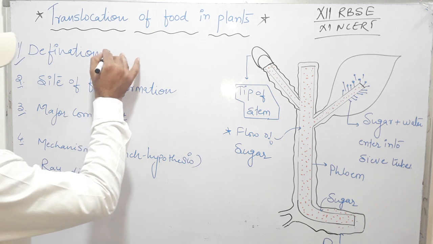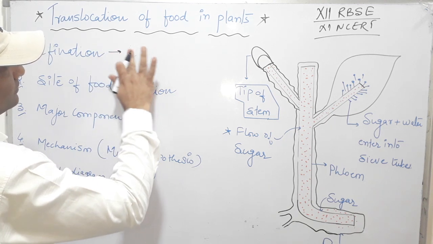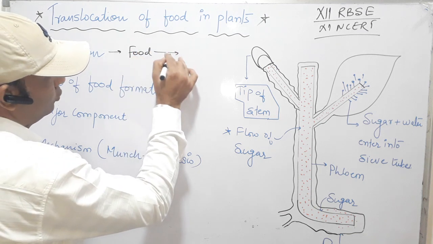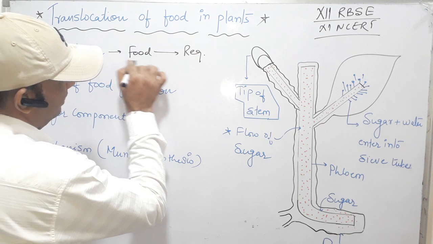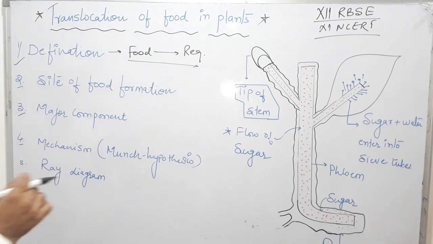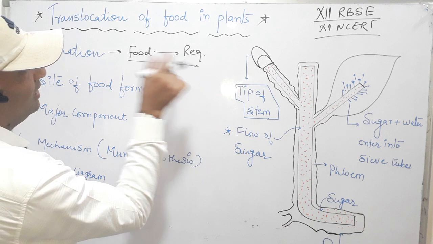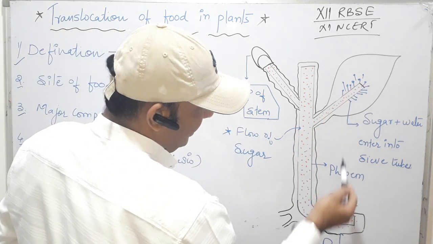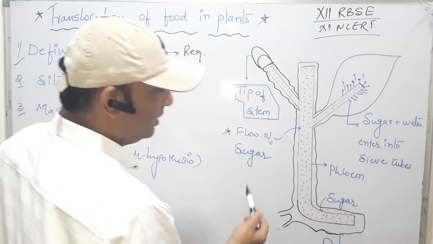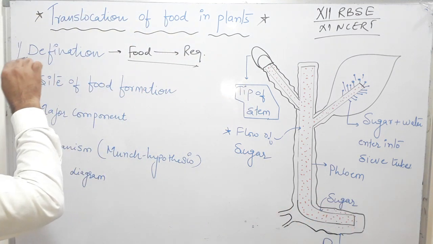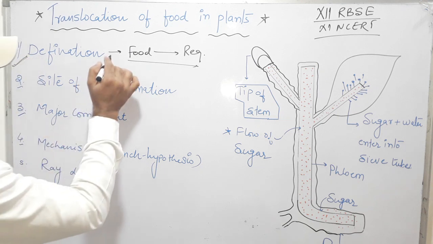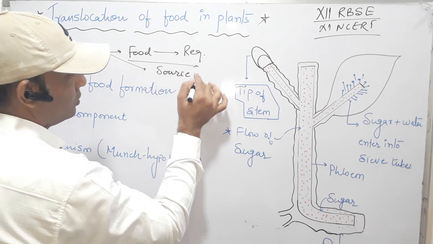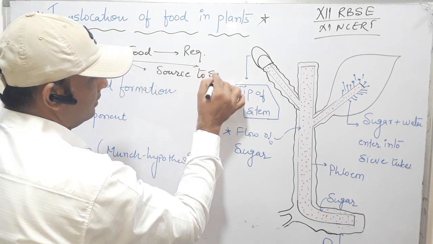Translocation means the process by which food in a plant moves to its required site. It is just a shifting from the synthesizing site to the required site. That is called translocation. Here the synthesizing site is the leaf and the required site is the root and other parts of the plant. Translocation is also called source to sink.